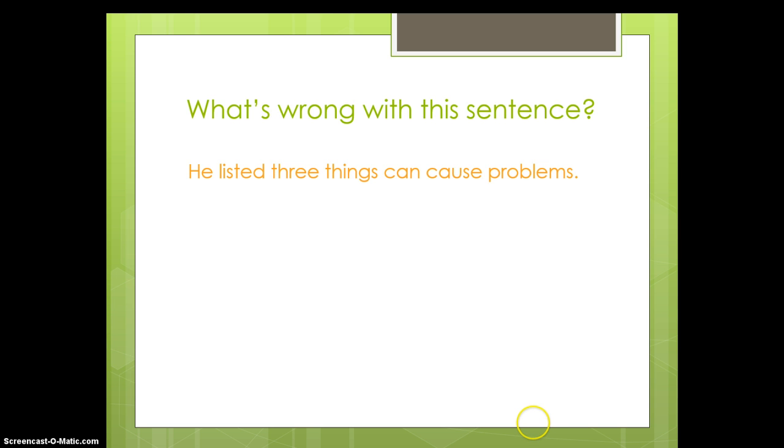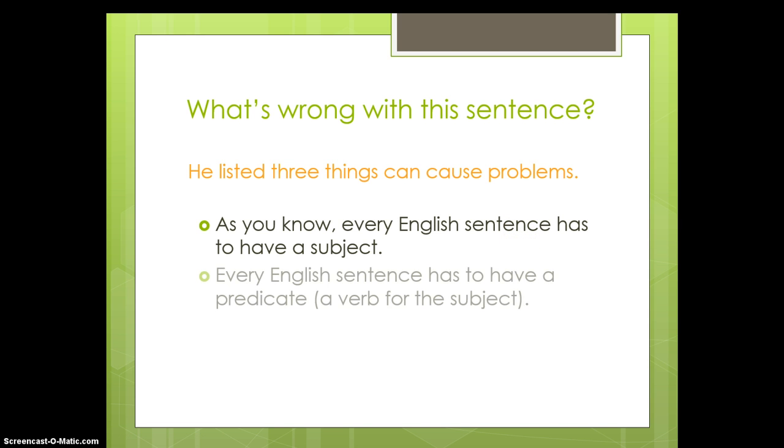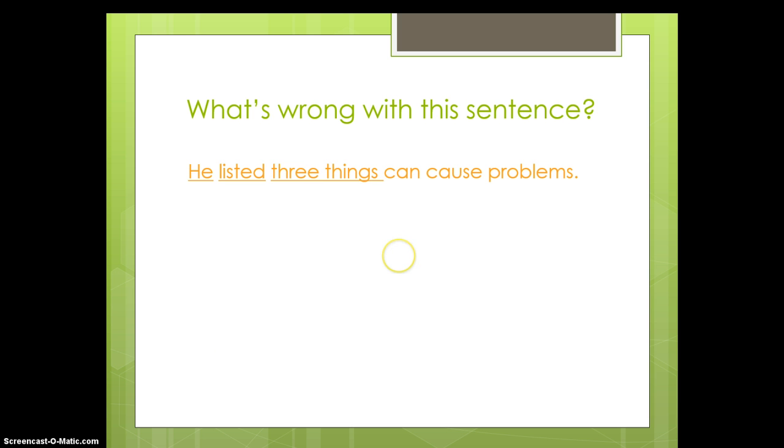What's wrong with this sentence? He listed three things can cause problems. Now, as you know, every English sentence has to have a subject, and every English sentence also has to have a predicate, a verb to go with the subject. So, what is the subject and the verb for this sentence? Well, the subject is he. The predicate or the verb is listed. There we go.